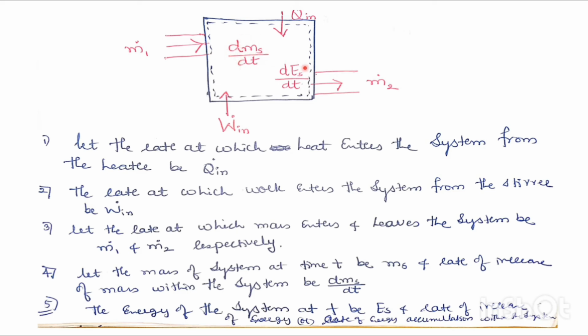Similarly, let the energy of the system be indicated by ES. ES indicates energy of the system, and its rate of increase of energy within the system, or the rate of energy accumulation within the system with respect to time, is indicated by dES divided by dt.